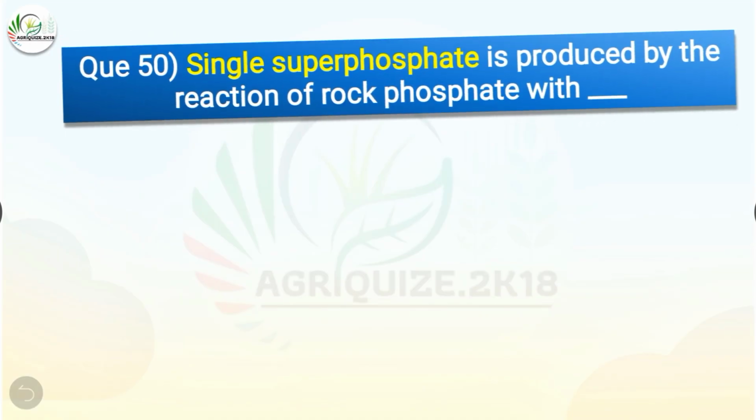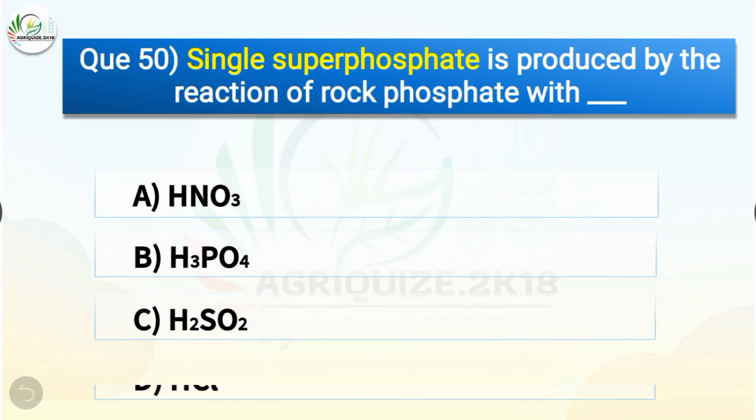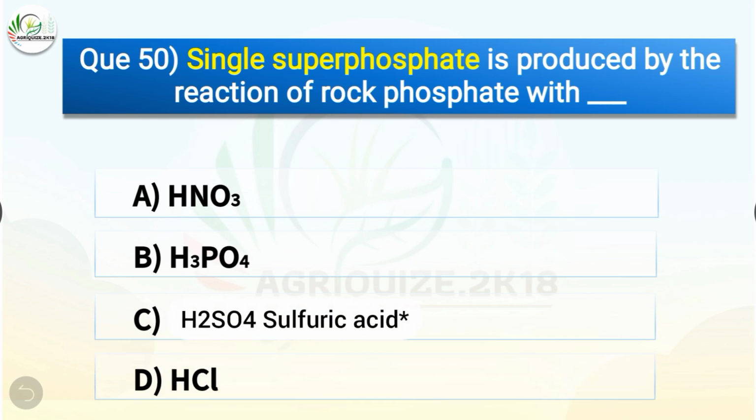Question number 50. Single superphosphate is produced by the reaction of rock phosphate with dash. The options are HNO3, H3PO4, H2SO4 or HCl. The correct answer is option C, H2SO4. So single superphosphate is produced by the reaction of rock phosphate with H2SO4.